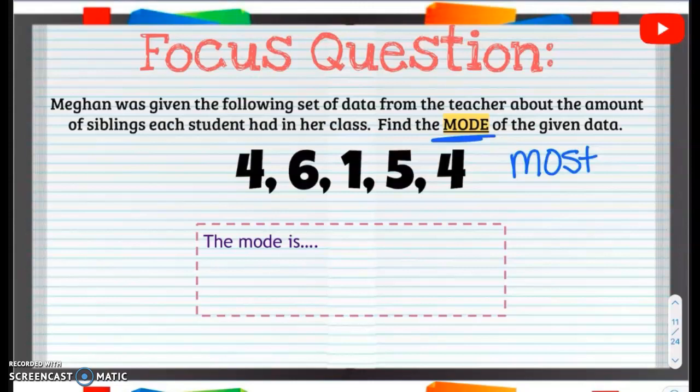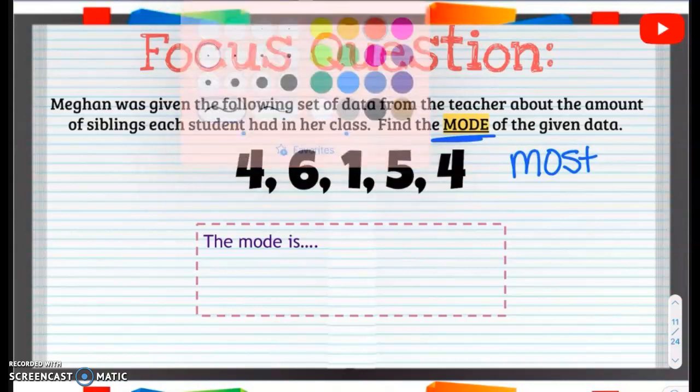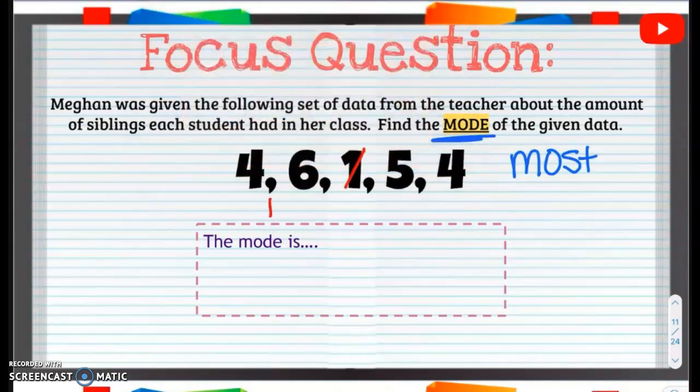What I like to do is put them in order. So I have a 1. Do I have a 2? No, a 3, a 4. I have another 4. I have a 5. And I have a 6. So all I did was put them in order.